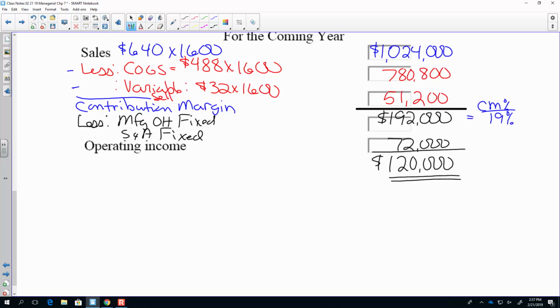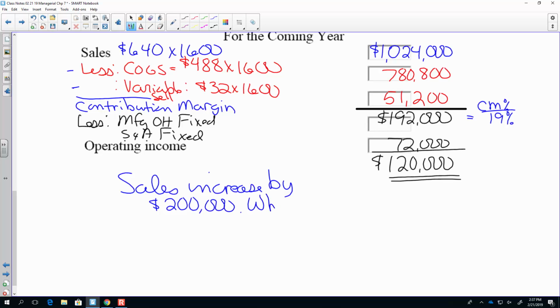So if sales increase by 200,000, what is my change in income? I'm at 120. How much more money will I make?